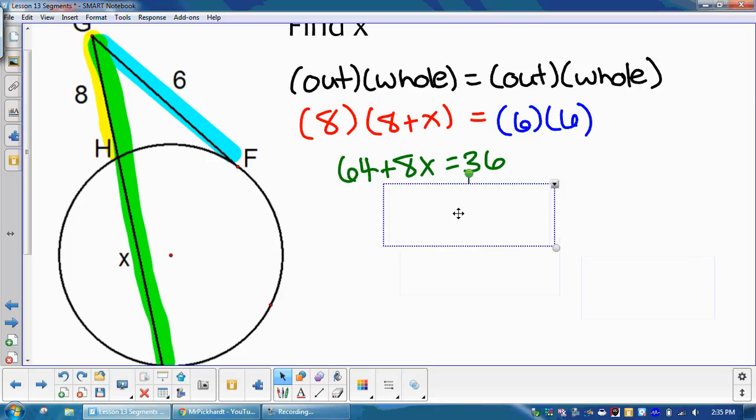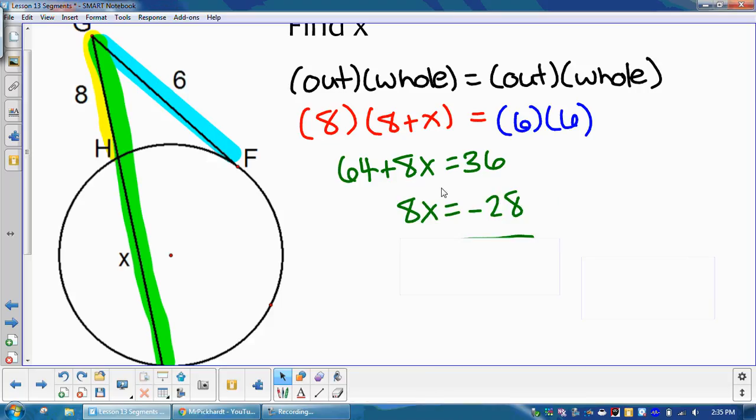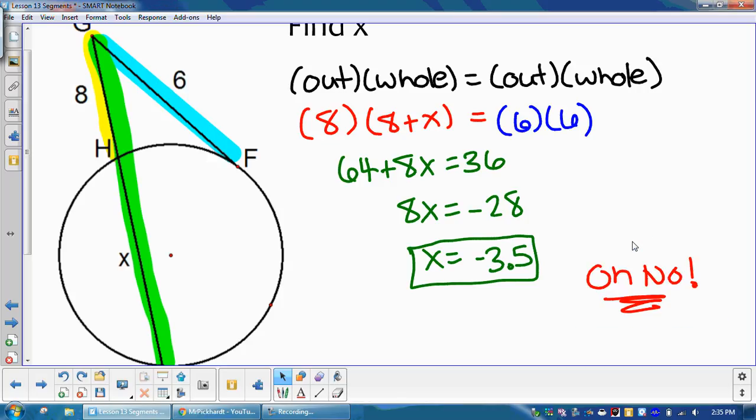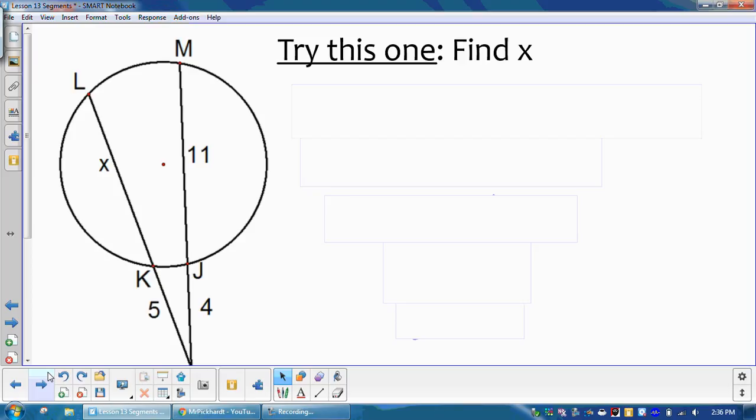I distribute the stuff on the left in red, 8 times 8, 8 times x. Simplify, and I get that x is negative 3.5. And I wrote negative length. So pause here and try this one.